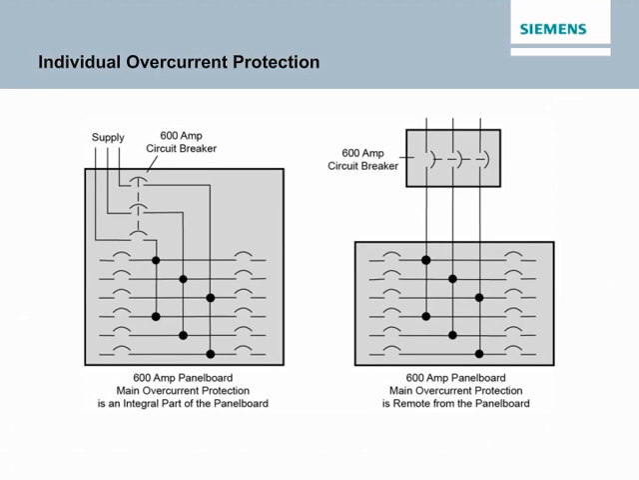NEC Article 408.36 requires panel boards to be protected by an overcurrent protection device with a rating that does not exceed the panel board's rating. As shown in the accompanying illustration, the main overcurrent protection device may be an integral part of a panel board or located between the panel board and its power source. In this example, the main breaker and panel board are both rated for 600 amps. NEC Article 408.36 does provide for exceptions to this rule. Refer to the complete article and NEC Article 230.71 for additional details.